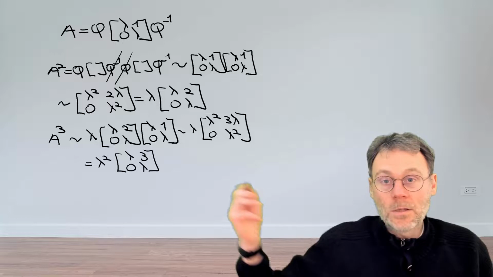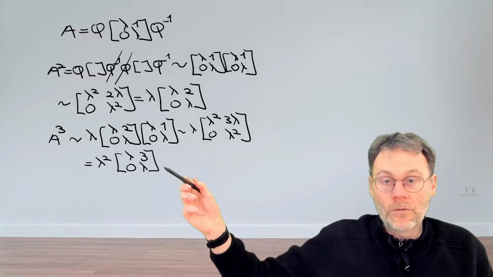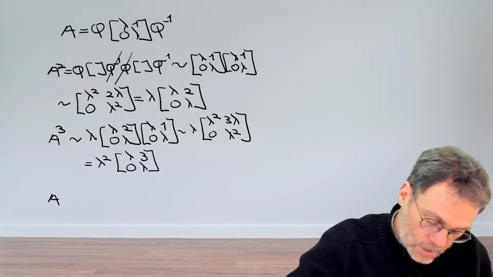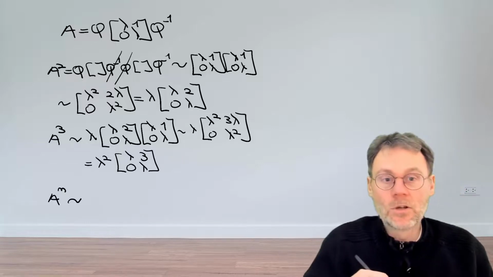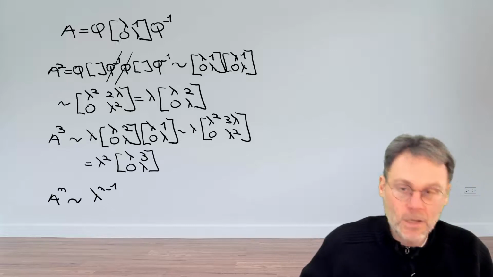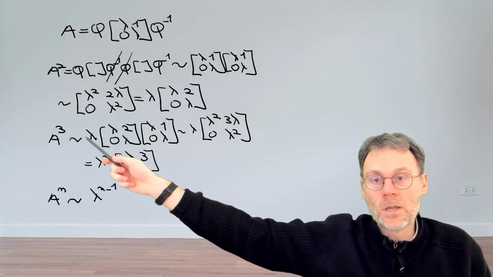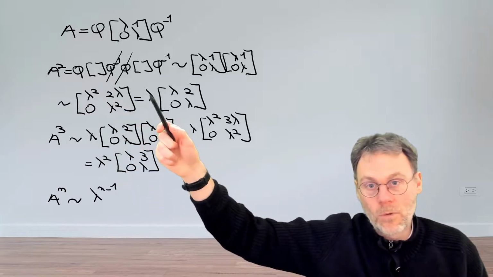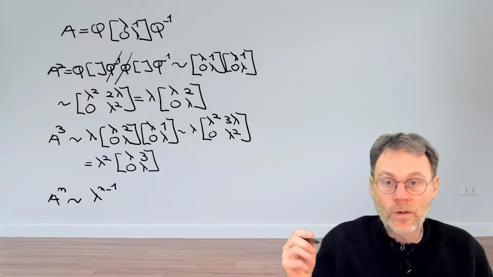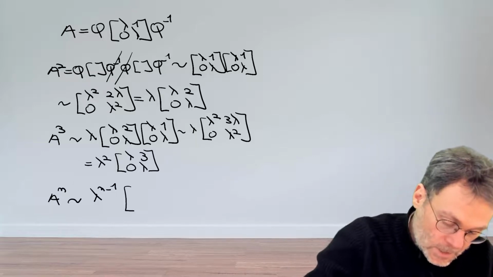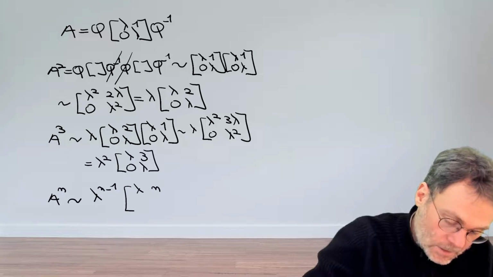Now in this case, the pattern should become clear. If not, then just calculate A to the power of 4. But in general, A to the power of n is going to be proportional to lambda to the power of n minus 1. So indeed, if we had a 3 here, we had a 2 there. If we had a 2 here, we had a power 1 there. So we factor out lambda to the power of n minus 1. And then the matrix itself is lambda n 0 lambda.